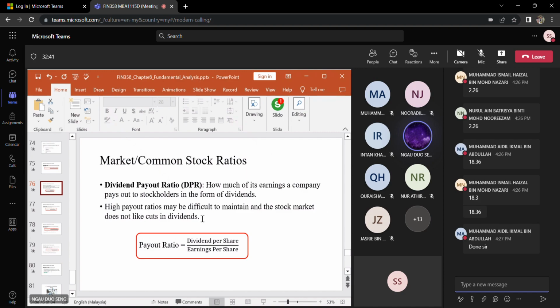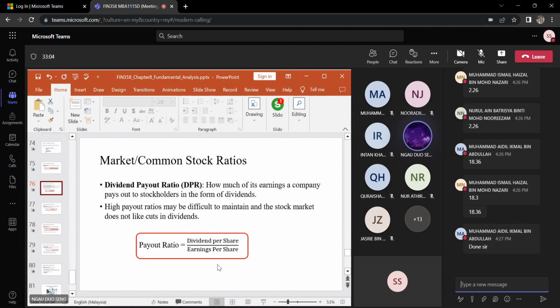Everybody also does not like it if you cut dividend, right? And when you cut dividend, you give a signal to investors that your company is not making money this year. So every company tries to maintain paying the same dividend as last year. So we have the formula.